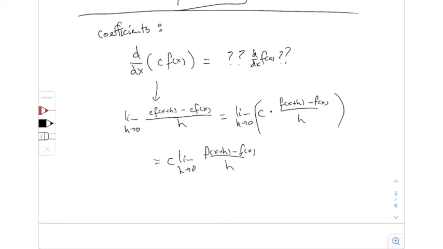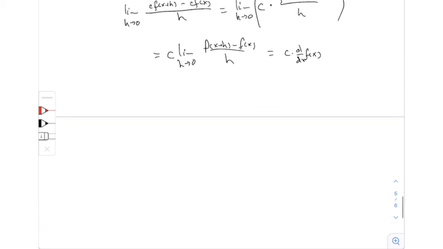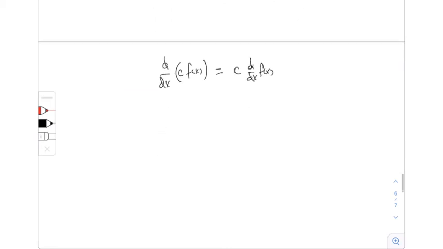And that limit is the derivative of f. So what I end up with is c times the derivative of f of x. So as an answer to my question, what happens when you take the derivative of c times something? Where does the c go? The answer is the c just goes to the outside. The c can be factored through a derivative. So I'm going to write that as our next big rule here. The derivative of a constant times f of x is the same as a constant times the derivative of f of x.